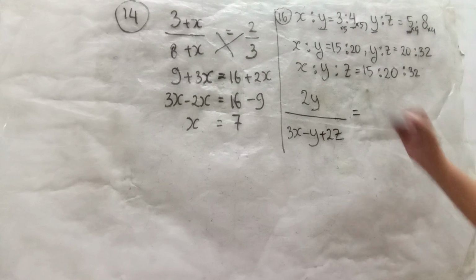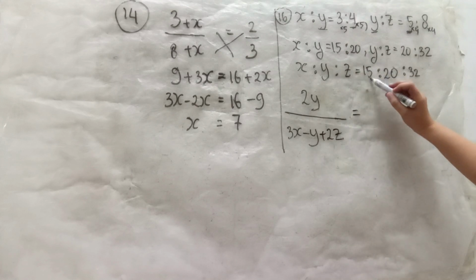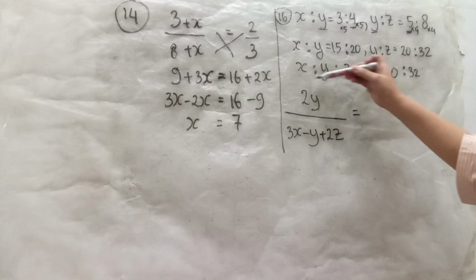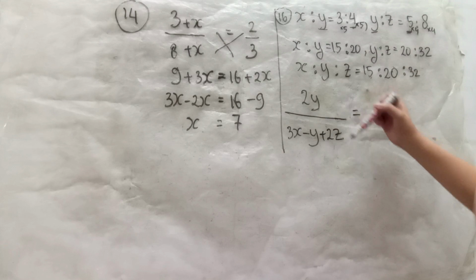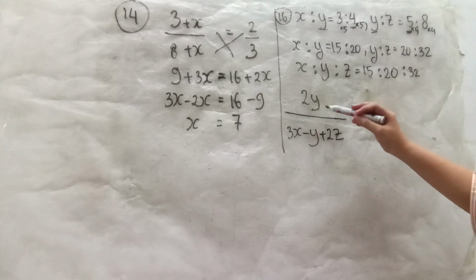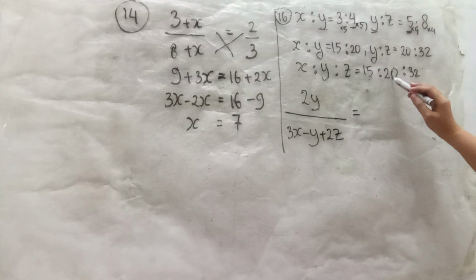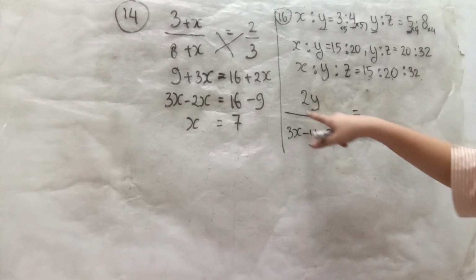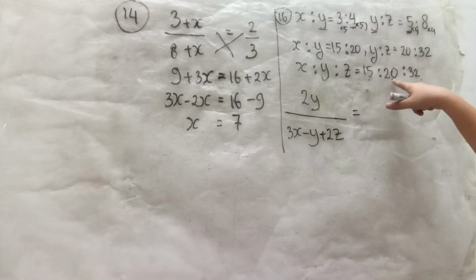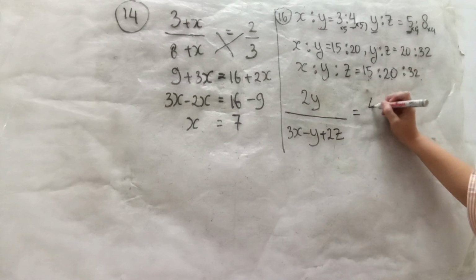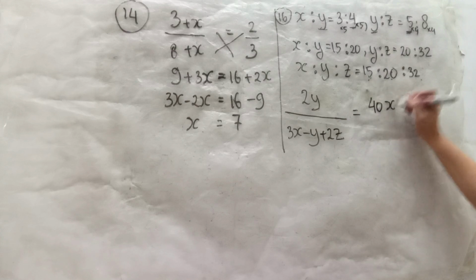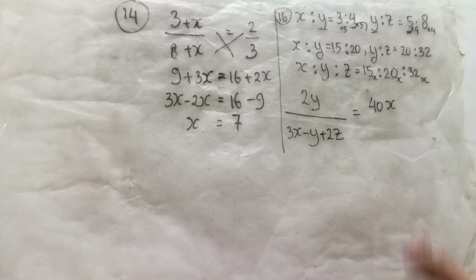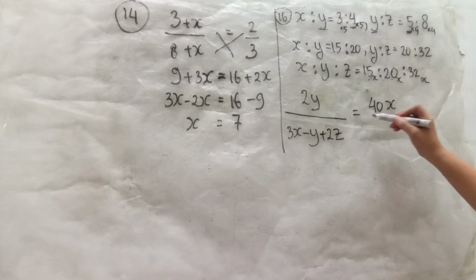Okay, just say x to y to z equal to 15x to 20x to 32x. Of course, here will include x, here will include x. So we just add directly here 15, 20, and 32. You just add directly 2y, 2 times 20, 40x. I told you just now here x and x. So 2 times 20, 40x.